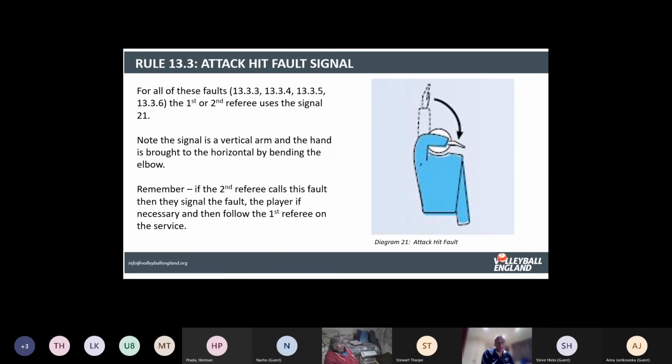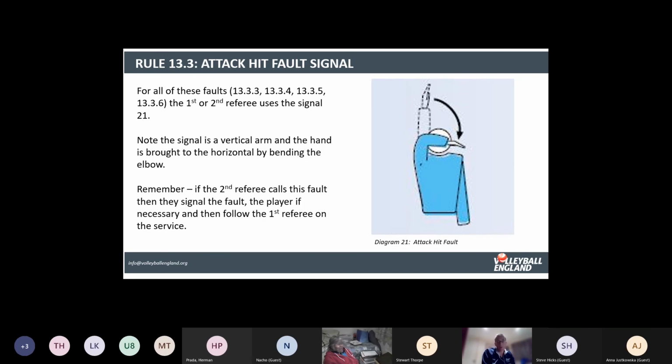So for all of these faults, the first or second referee would use the attack hit fault, diagram 21, as you know. And note that this is a vertical arm and it bends at the elbow to bring the hand horizontal. Okay, it's not a sweeping gesture or anything, it's just a vertical arm that's brought down with a horizontal hand across the face. Okay, and just remember that if the second referee is calling the fault, then they may need to indicate the player, and the first referee may need to indicate the player as well in this situation, and then follow the first referee on which side has service.